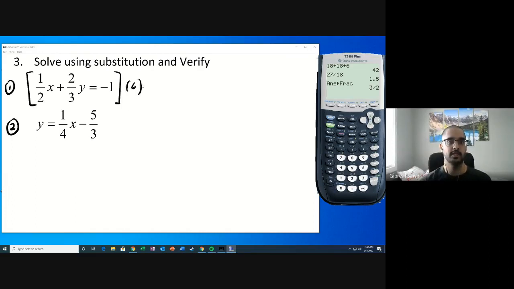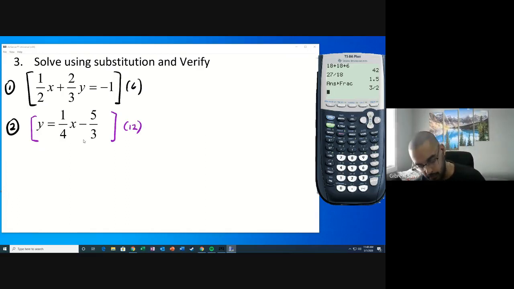The reason why I'm choosing 6: if I look at the denominators here, they're 2 and 3. The common multiple between them is going to be 6, the first one that comes up. You can find that quite easily by taking the 3 and the 2, multiplying them together, and that's 6. So we're going to multiply every term in here by 6. For the second equation, it'll be quite similar, and we're going to multiply all of them by, this time, 12.